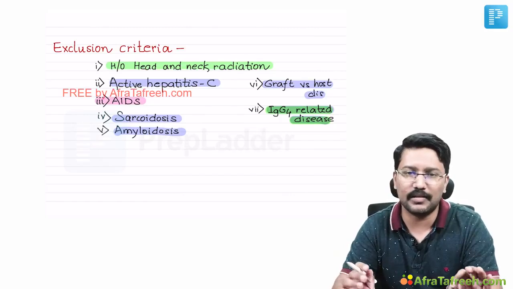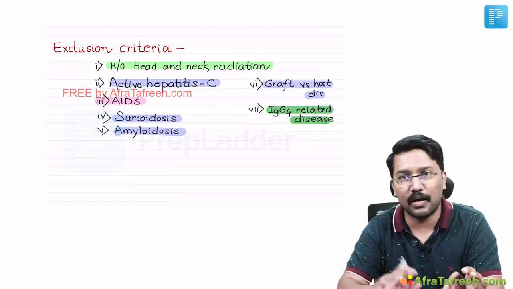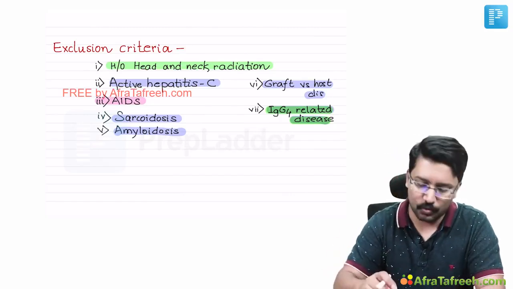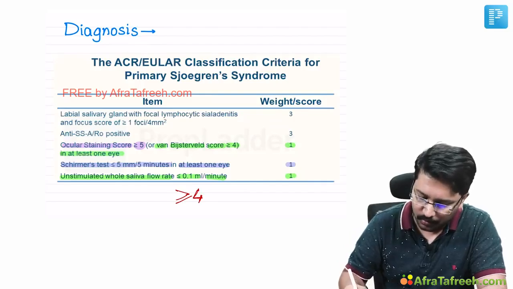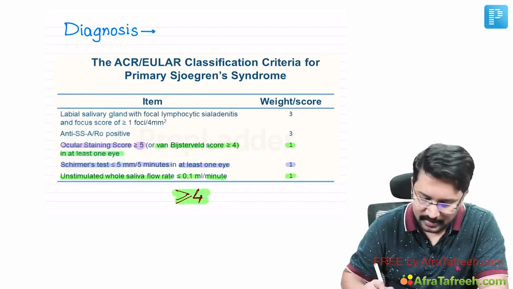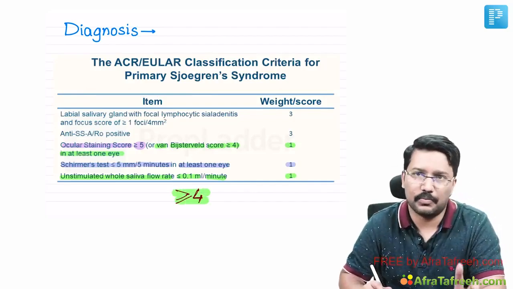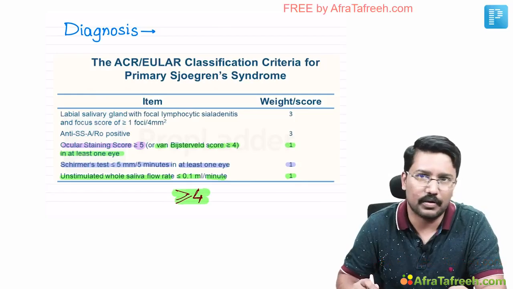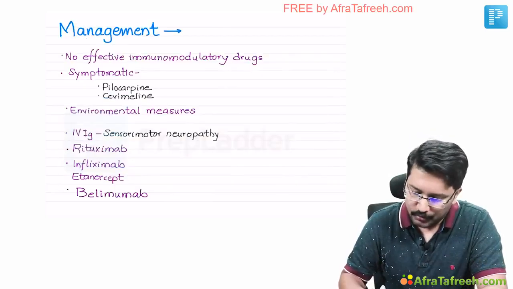So when the inclusion criteria is met, all the exclusion criteria are excluded, and the patient scores more than or equal to 4 on this scoring system, right? Then we classify the case as having Sjogren's syndrome. Mainly primary Sjogren's syndrome is what I am talking about. Okay, that is about the approach to diagnosis.